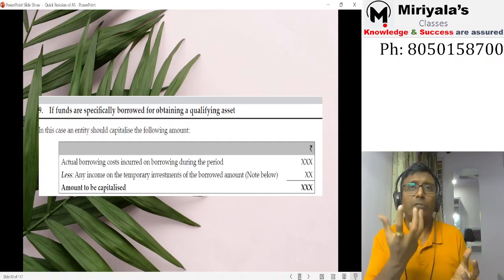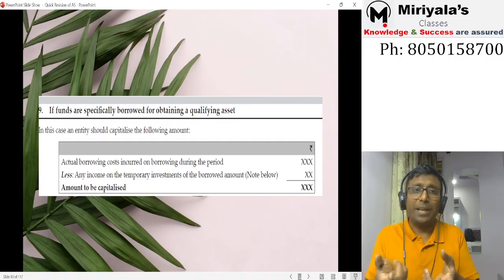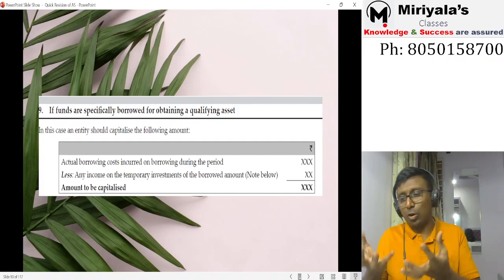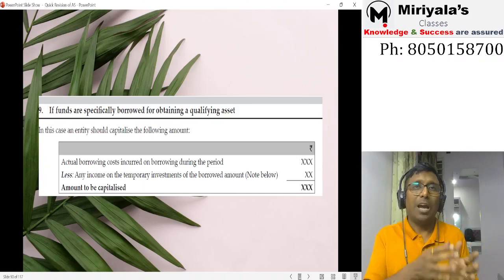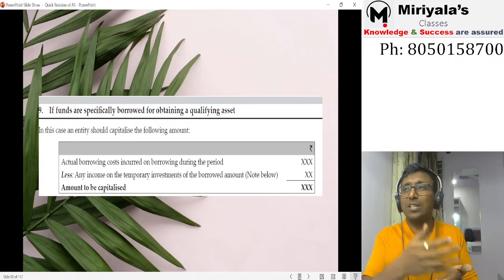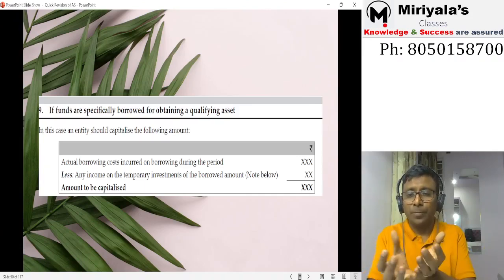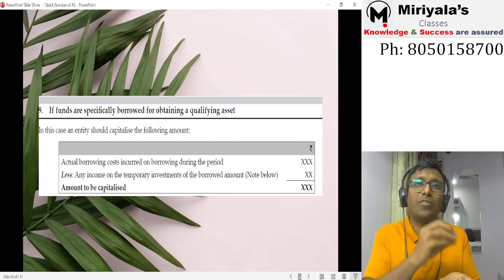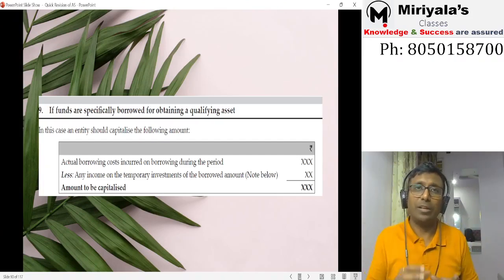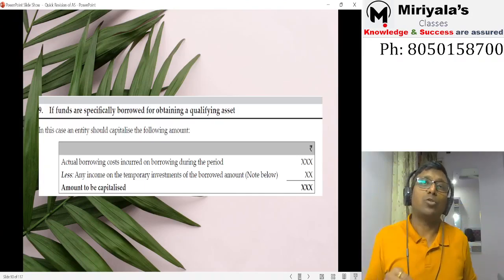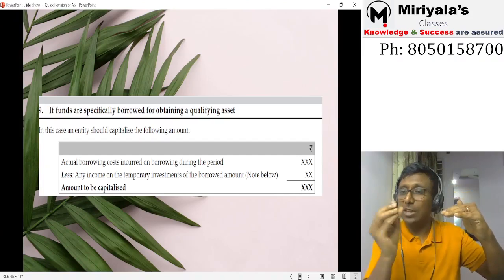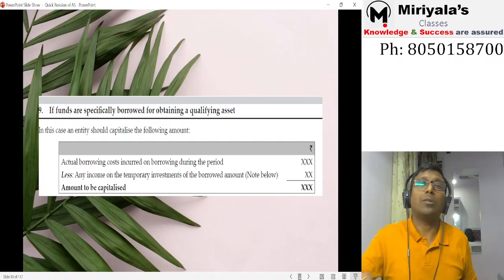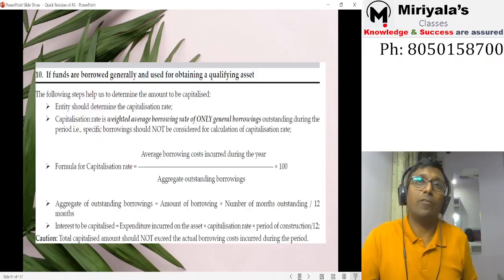Whatever the actual amount of interest you are supposed to pay to the banker, minus... suppose you have borrowed 1 crore rupees, but I don't need 1 crore rupees in one shot. I may need 10 lakh in these 1-2 months, the next 10 lakh later. What do you generally do? That money you will put in small fixed deposits for 1-2 months. Some small amount of interest will come. That interest income is supposed to be reduced from the interest cost, minus these temporary investments you have made. The net amount only is supposed to be capitalized along with the qualifying asset.